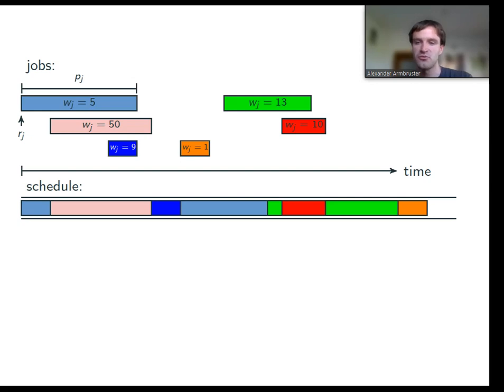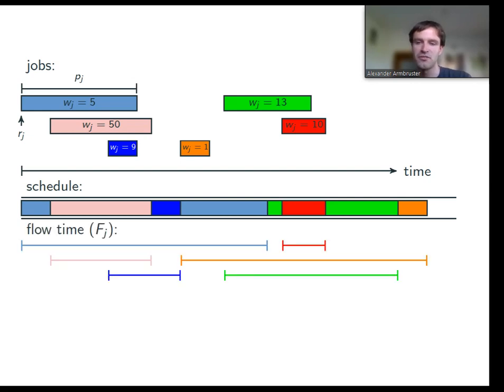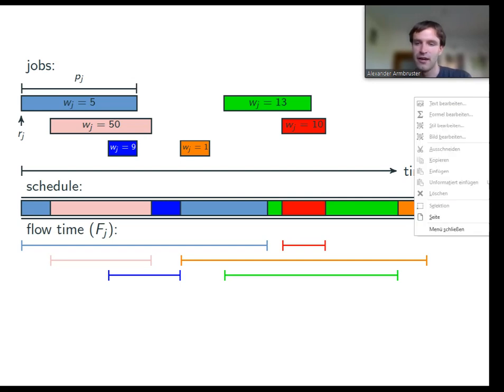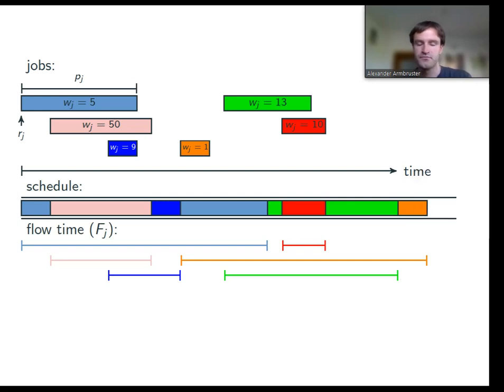So the objective function we had a look at is called weighted flow time. The flow time of a job is the time between its release date and its completion time. And we have just one weight for each job, and we multiply the weight with the flow time and add it all up. And that's a very natural objective function because that's like the time you needed to do the job. And in general, this problem is NP hard because there's a reduction from partition to it.